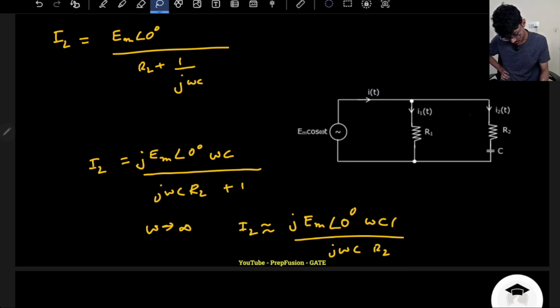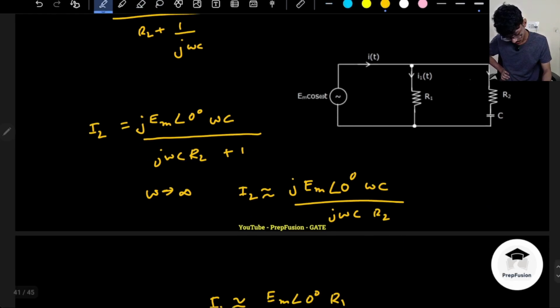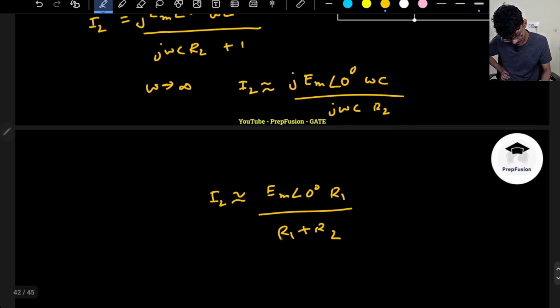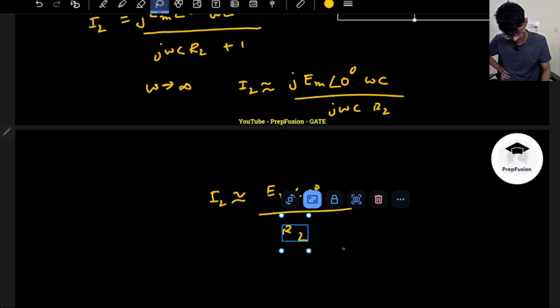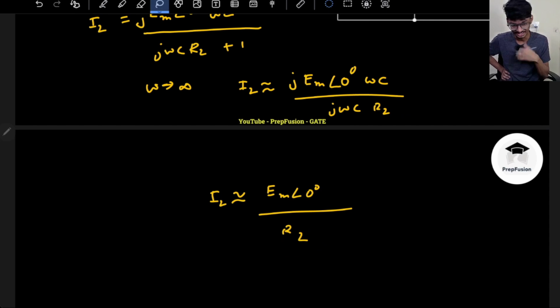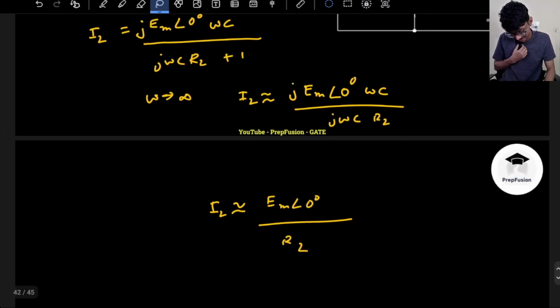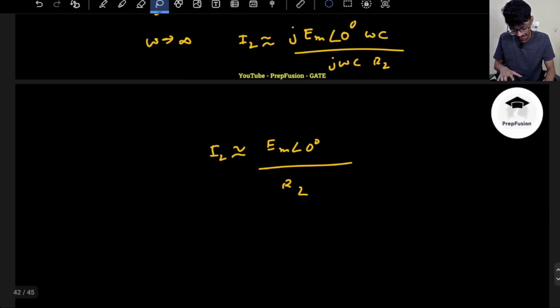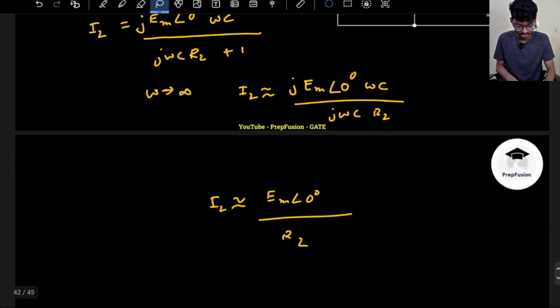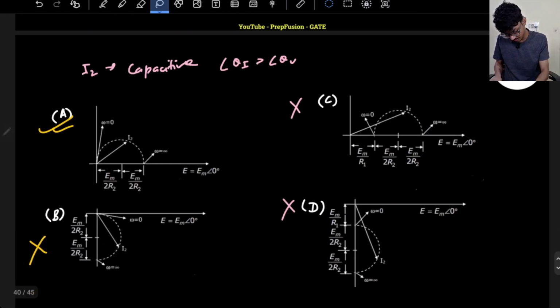There will not be any R, so this will be basically EM by R2. Pretty straightforward. It will behave as a purely resistive circuit. Okay, I'm really sorry for that mistake because we almost have ended our locus diagram. That's why I was really tired. So yeah, that's the basic thing. Basically it will act as a purely resistive circuit, so it will be some constant value EM by R2.